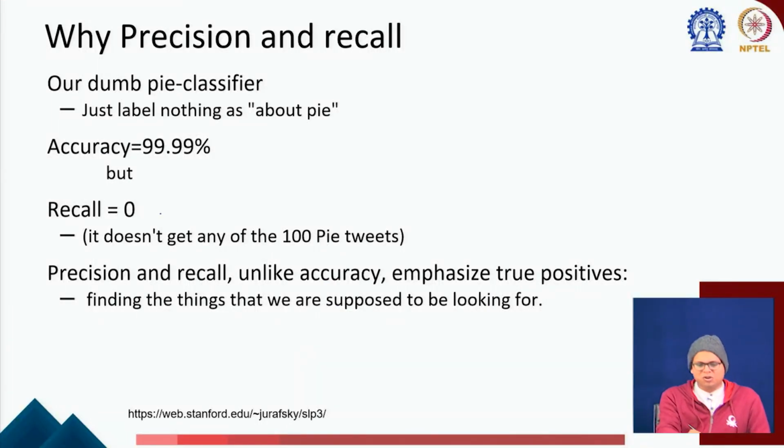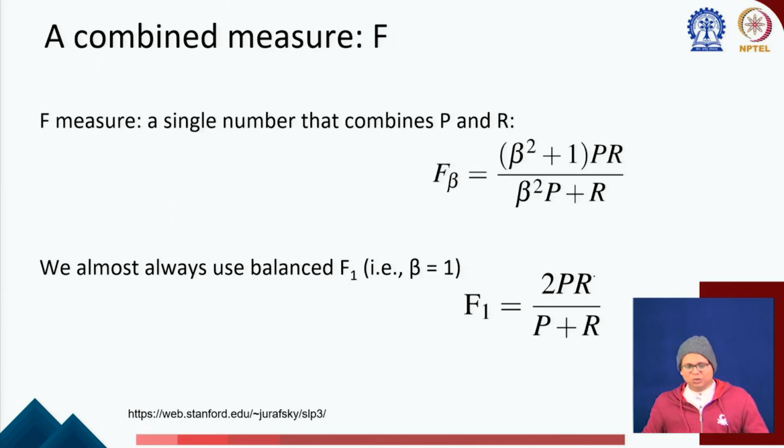Okay, so recall becomes 0, so it does not give you any of these pies, right? So that's why precision and recall are important, because they emphasize true positives, right? So finding things that we are actually looking for. Now precision and recall are two different measures.